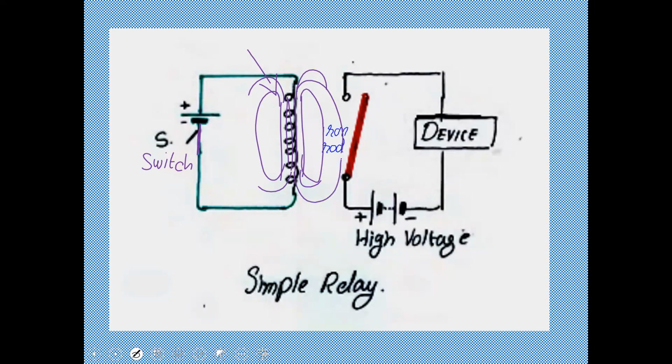Iron is a magnetic material. Now, iron will be attracted towards the solenoid. This iron rod will move towards the socket, and when the iron rod touches here, the circuit switches on and the device begins to work. This is the main idea of a solenoid relay. It is called a simple relay.